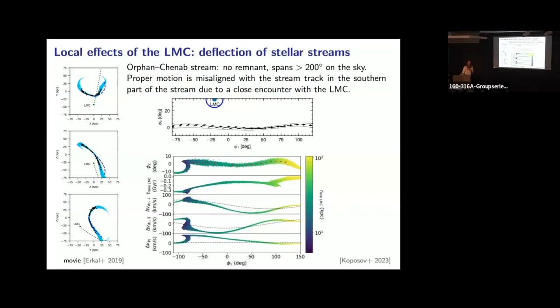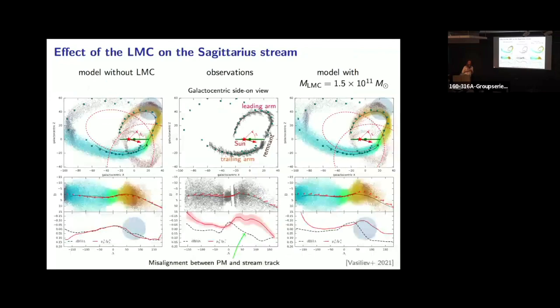Another stream which displays a comparable amount of perturbation is the Sagittarius stream, which is the largest stream that we have in the Milky Way's halo. We have a lot of data on it, but to illustrate the differences between the stream models, including the LMC and not including the LMC, I highlighted two areas where the differences are most important. This is the side-on view of the galaxy, where the Sagittarius remnant is sitting just slightly below the galactic plane and behind the galactic bulge.